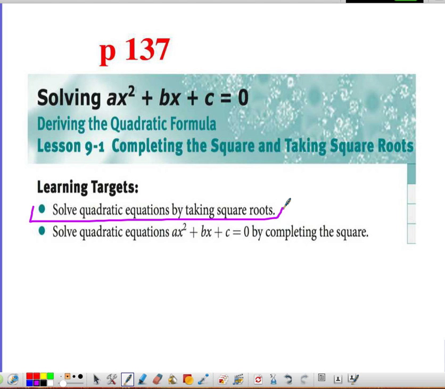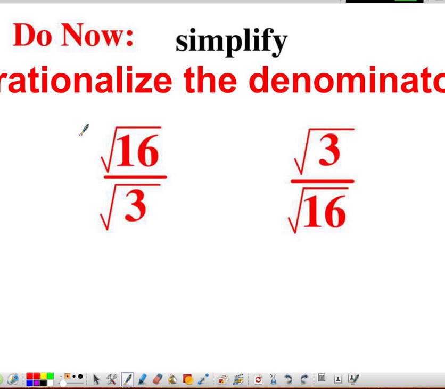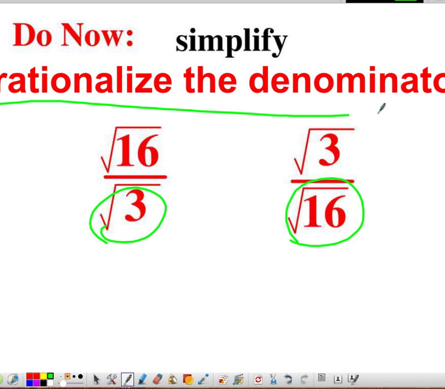Now, before we begin this lesson, it's very important to point out something that we call rationalizing the denominator. What is rationalizing the denominator? Well, that simply means that in mathematics, whenever you have an answer that contains a square root in the denominator, which is what we have here, we want to find a way to get rid of the square root in the denominator, hence rationalizing the denominator.